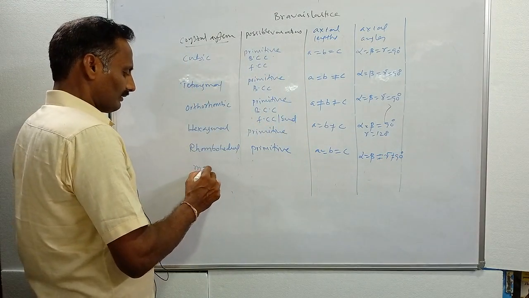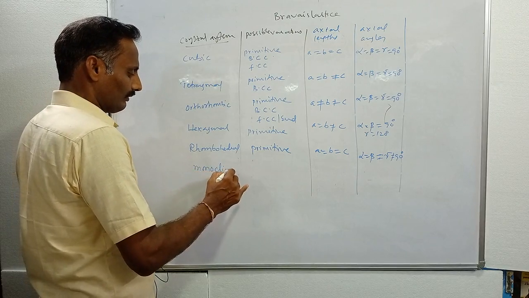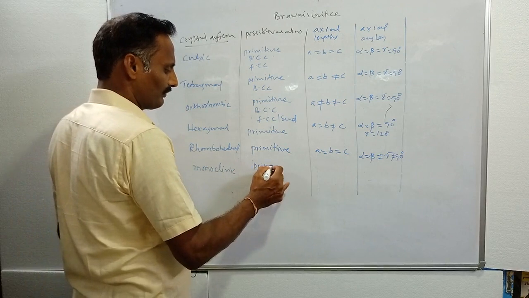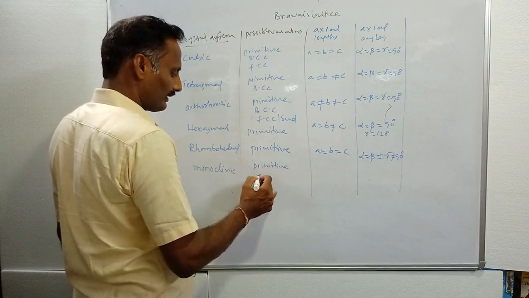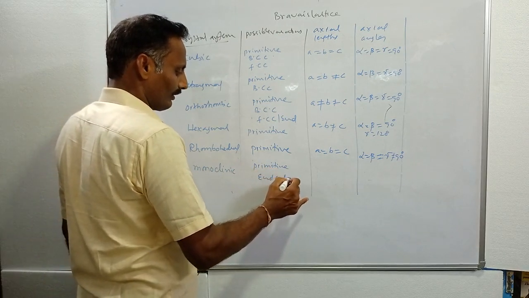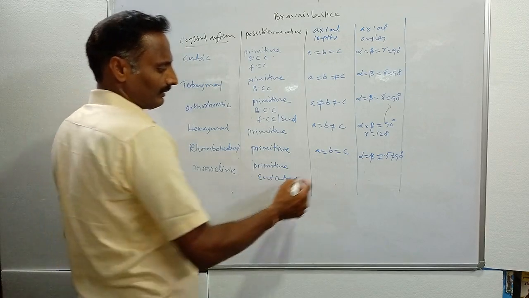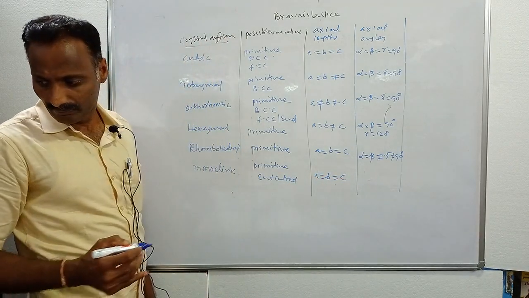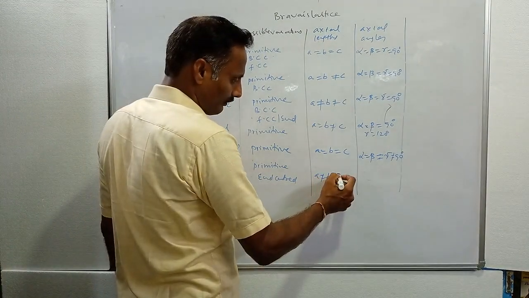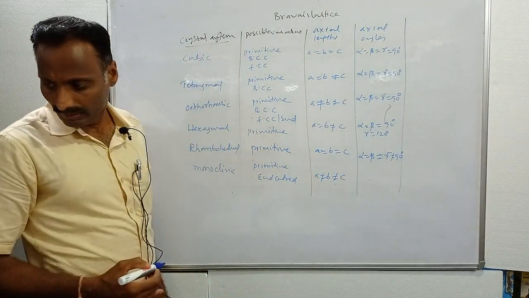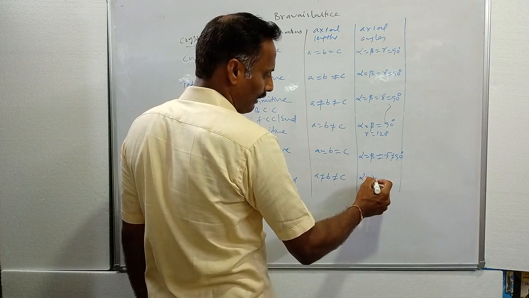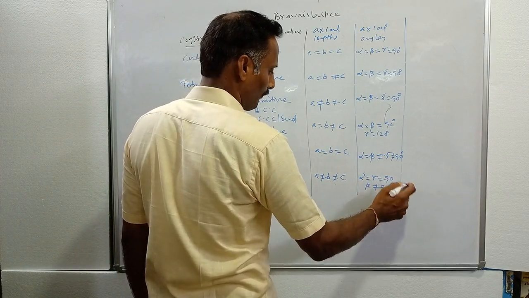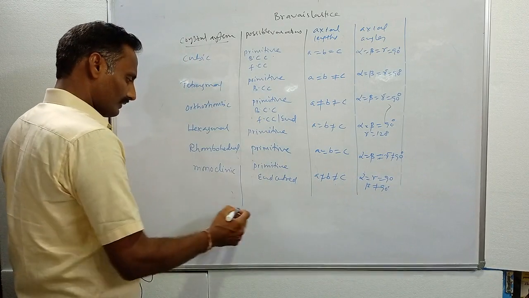Then the next one is monoclinic. In monoclinic you have two types of unit cells here. One is primitive and one is end-centered. Here edge lengths are A not equal to B and B not equal to C, and alpha equal to gamma equal to 90 degrees and beta not equal to 90 degrees.